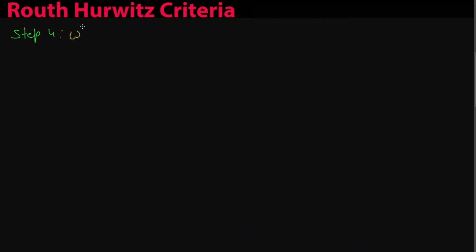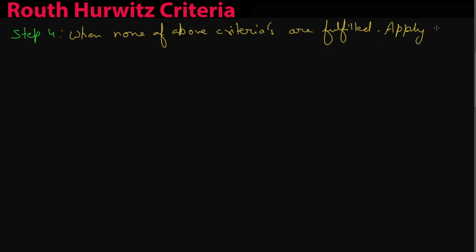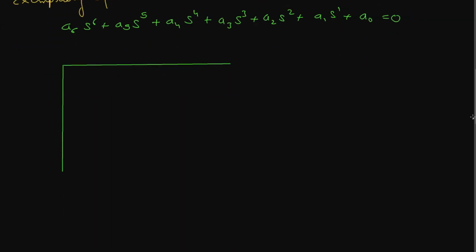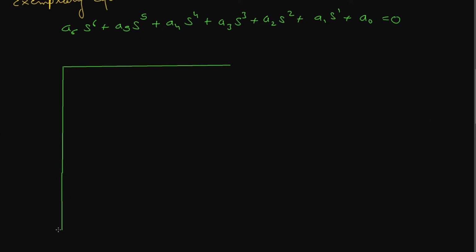Now, when none of the above conditions are met, then we need to perform the RH operations. So let's take an exemplary equation and learn what these operations are. The first step is to draw a vertical line. On the left hand side of the vertical line, place the power of S in decreasing order. Now here we can see that our equation is of the order S raised to power 6. So S raised to power 6 will be the first entry on the left hand side of the vertical line. After that, we will write the powers of S in decreasing order from S raised to power 6 to S raised to power 0.